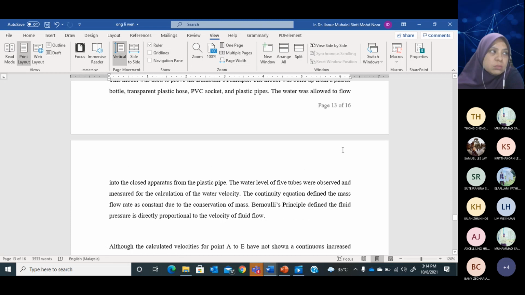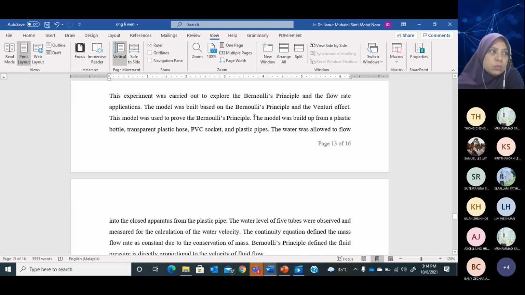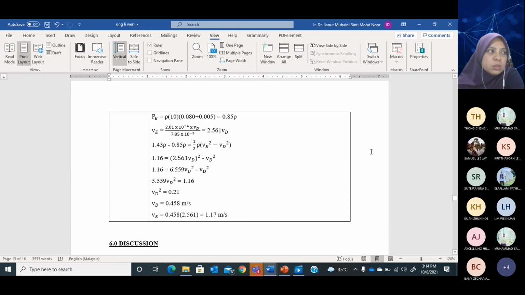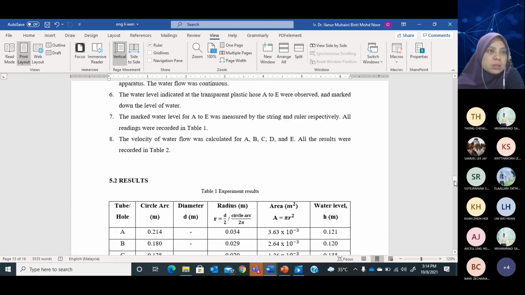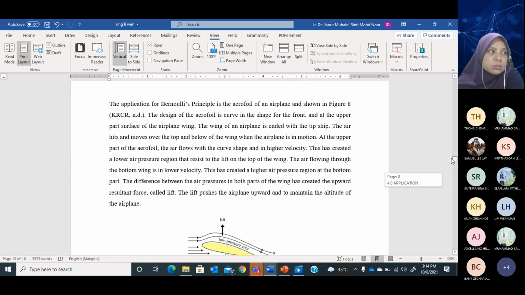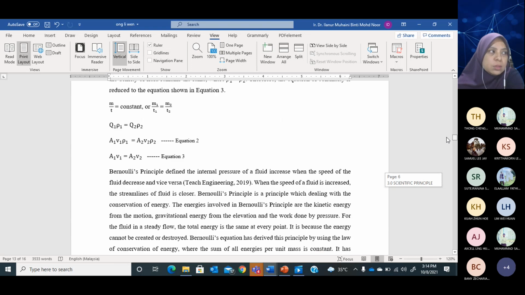After that, the model was built up by plastic. All this I think should have been in the beginning. I think she doesn't have it.